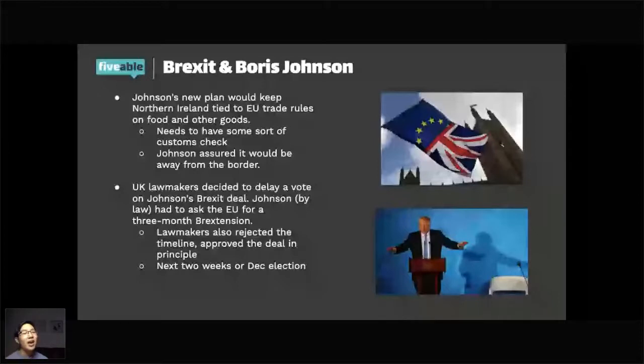European Union. And what happened is that under the first Prime Minister, Theresa May, right after Brexit, she was unable to get Britain to leave the EU because the UK Parliament just did not support any of her plans to leave. But Boris Johnson's new plan would keep Northern Ireland tied to EU trade rules on food and other goods. There has to be a customs check, and Johnson basically assured that it would not be at the border and that there would not be any hard border.